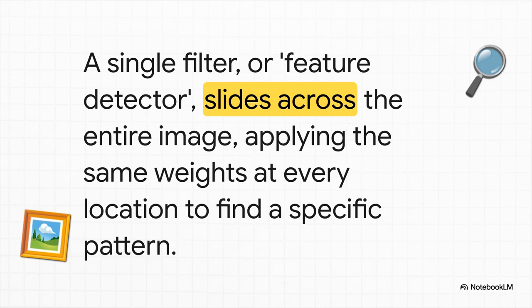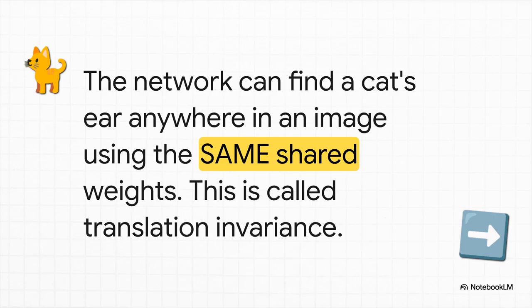Think of a filter like a tiny, specialized stencil. Maybe it's a stencil for spotting a sharp edge, or a curve, or a specific texture. The network takes this one single stencil and just slides it across the entire image, looking for that pattern everywhere, using the same weights in every single location. And that, right there, is the magic of sharing. Because that one single cat's ear detector is used everywhere, the network learns to find a cat's ear no matter where it moves.